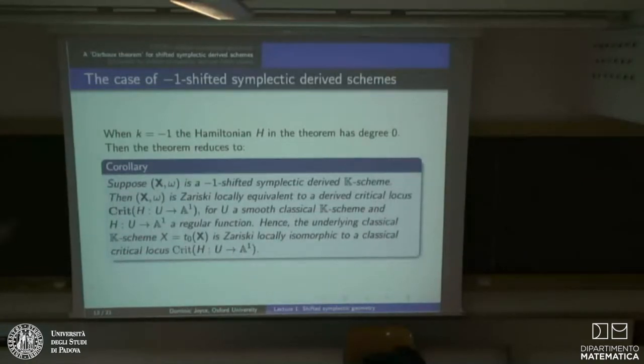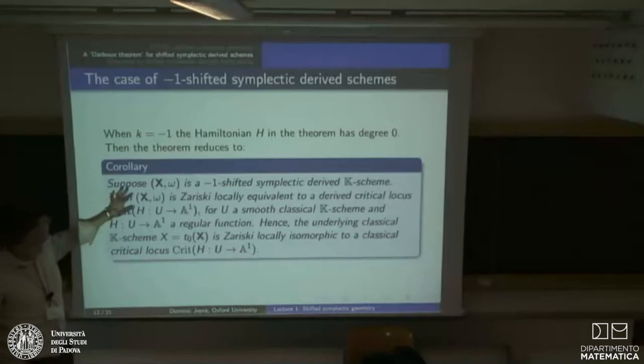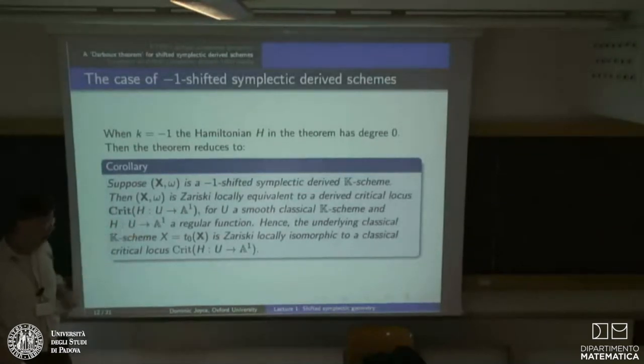So in the particular case k equals minus 1, the Hamiltonian H in the theorem has degree 0, so it's a function of the degree 0 variables only. And it reduces to a corollary which says that if (X, ω) is a minus one shifted symplectic derived scheme, then it's Zariski locally equivalent to a derived critical locus, the critical locus of a regular function H on a smooth classical K-scheme U.